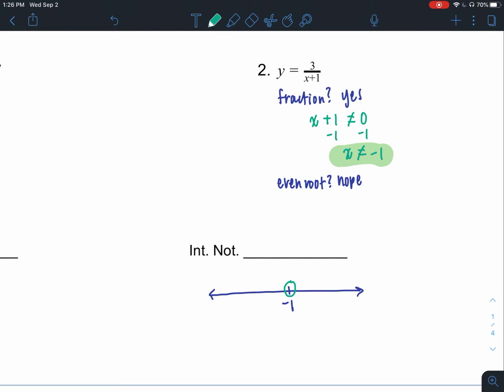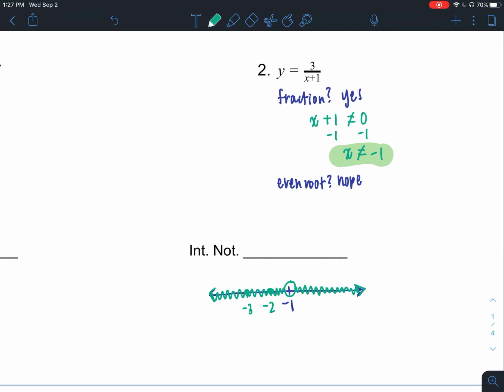Now, I ask myself, can -2 be on there? Yep. Can -3? Yep. Can everything between -1 and -2, like -1.5, -2.5, -1.111? The answer is yes. So it's going to be everything to the left of that. And then 0's included, 1's included, 2's included, all the way up. So it's going to be everything to the right of that one too.